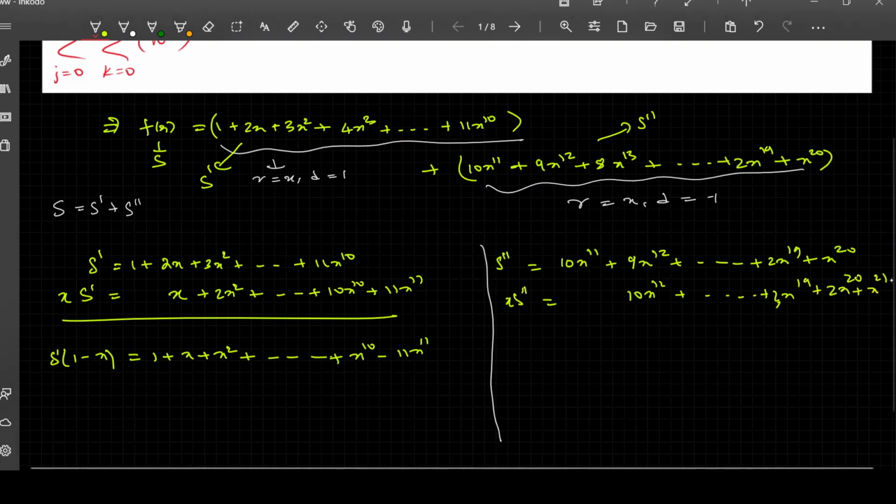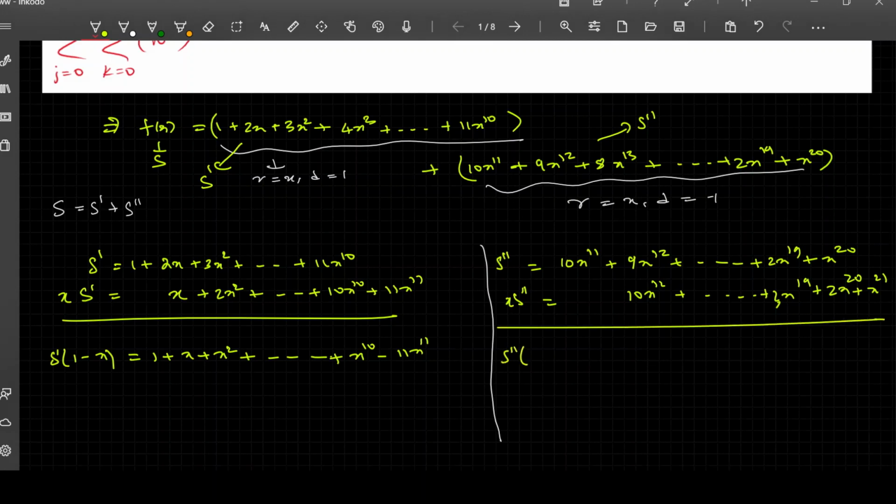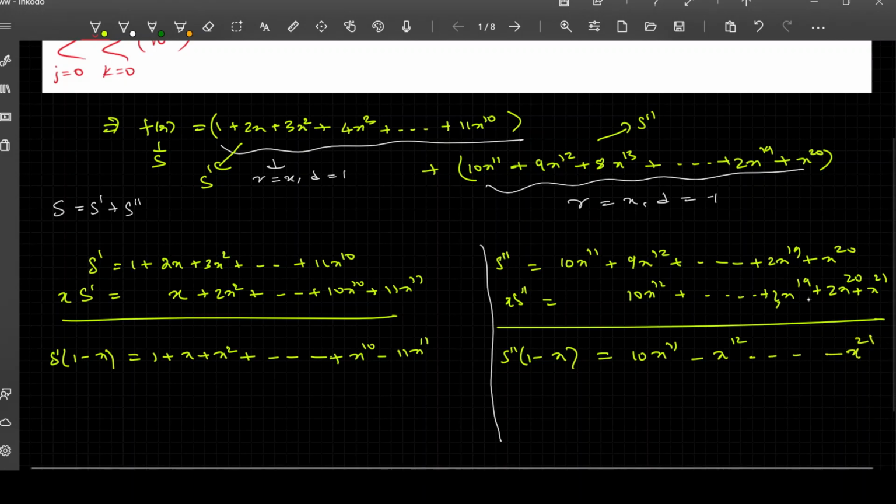plus x^21. So when you again subtract these two, you would find that s double dash of (1 minus x) is 10x^11 minus x^12 and so on, till at the very end we'll be ending up with minus x^21. So let us add these two.